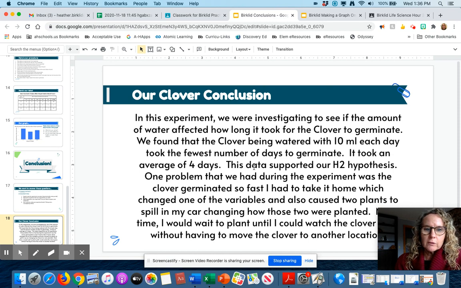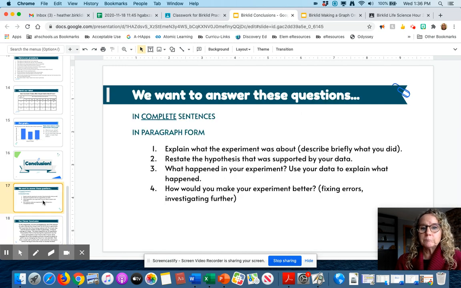And then it says, one problem we had during the experiment was the clover germinated so fast I had to take it home, which changed one of the variables and also caused 2 plants to spill in my car, changing how those 2 were planted. Next time I would wait to plant until I could watch the clover without having to move it to another location. So I covered again in the last step here, what would I do to make it better? I told you how I would fix the errors and what I might do for further investigation.